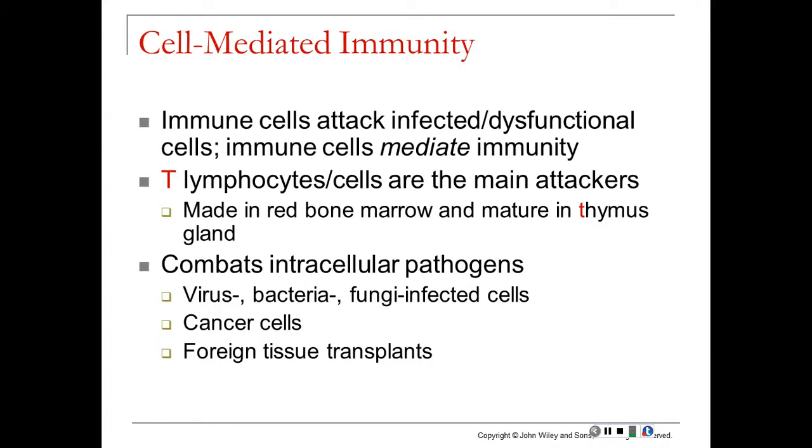Let's first look at cell-mediated immunity. Cell-mediated immunity is when the immune cells attack infected or dysfunctional cells. Those immune cells mediate the immunity. The T cells are the main attackers in cell-mediated immunity. T cells are made in the red bone marrow and then mature in the thymus gland. That's actually what the T in T cells stands for, thymus gland. So that's where they're made. These are going to combat intracellular pathogens, including virus, bacteria, and fungi-infected cells, as well as cancer cells, foreign tissue transplants. The list goes on, but this is more at a cellular level, looking at specific cells.